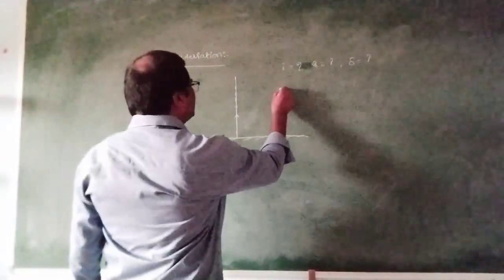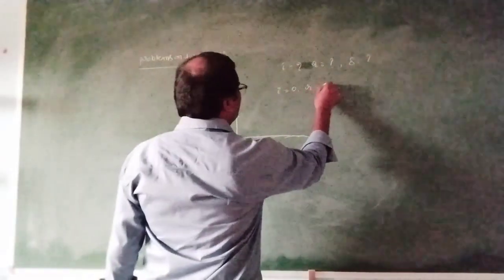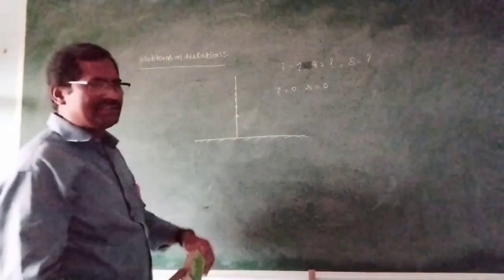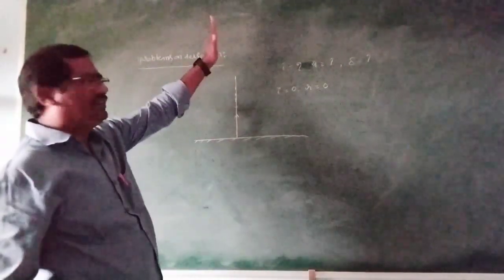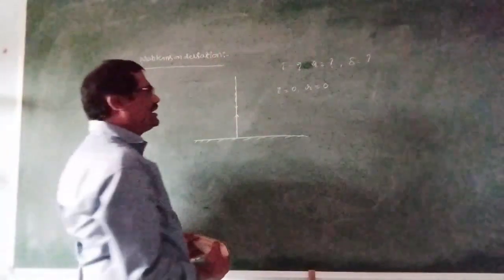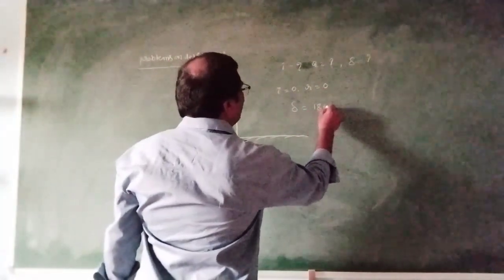Here the angle of incidence is equal to 0. Angle of reflection is also 0. The light ray travels in one direction and then again in the opposite direction; these two are anti-parallel. That means the angle of deviation is 180 degrees.